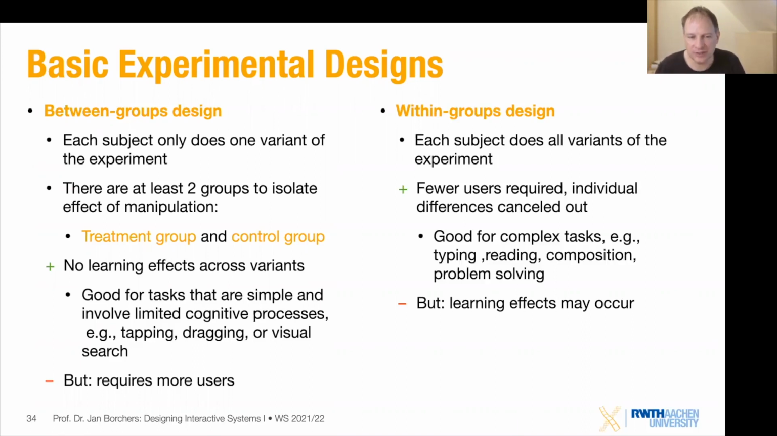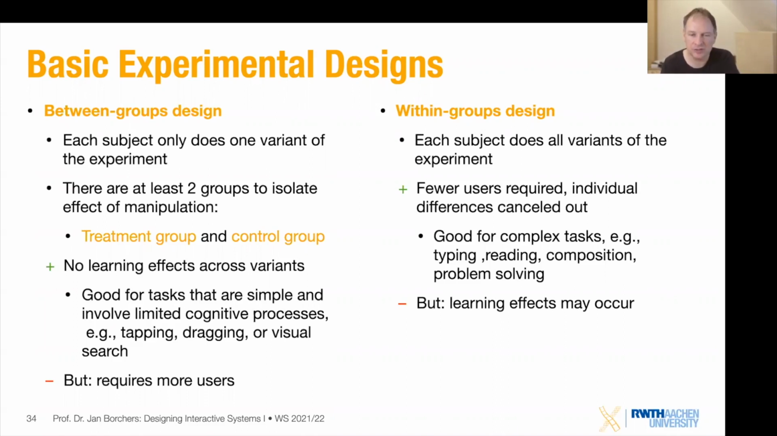In a within groups design, each subject does all variants of the experiment. You need fewer users. And the big advantage, of course, is that individual differences get canceled out. This is great for complex tasks, such as typing or reading or problem solving or composition. Why? Because here people actually differ quite a lot. Problem solving skills are widely different between people.